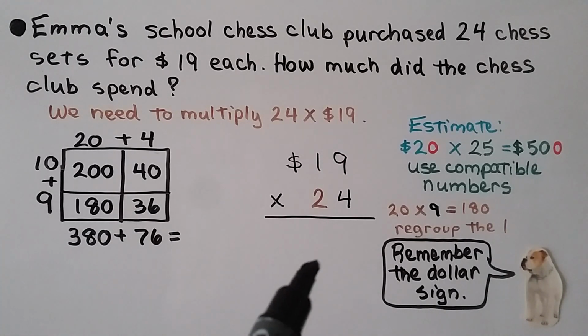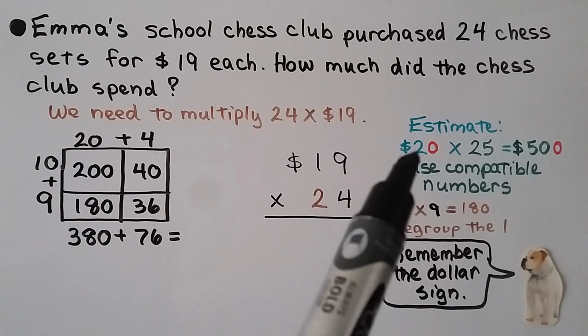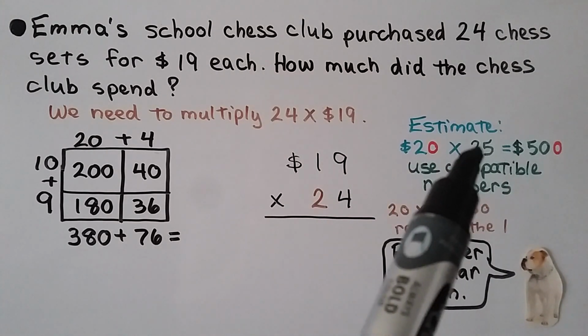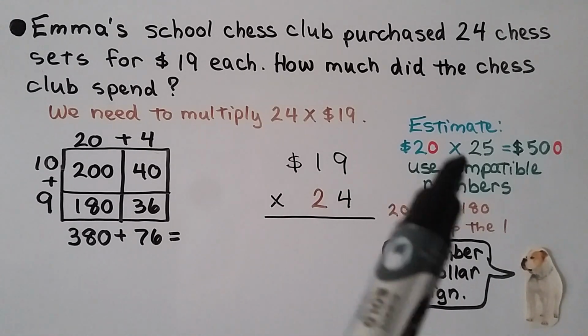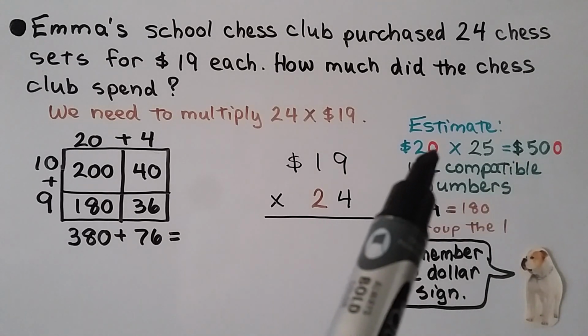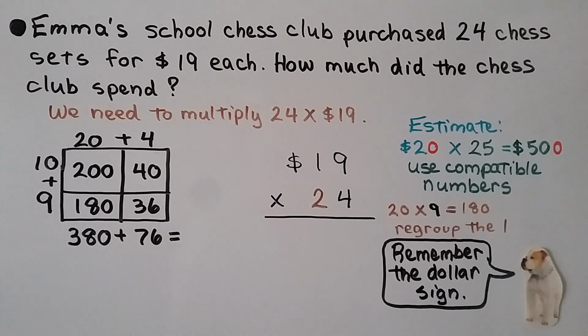So let's do an estimate first. The 19 is going to round to 20. And this 24, we can just make it a 25. And instead of rounding it, we could just use compatible numbers. Because 2 times 25 is 50. We have 1 0 in the factor, so we'd have 1 more 0 in the product. We have $500. So that would be our estimate.